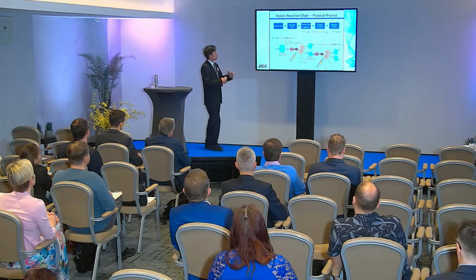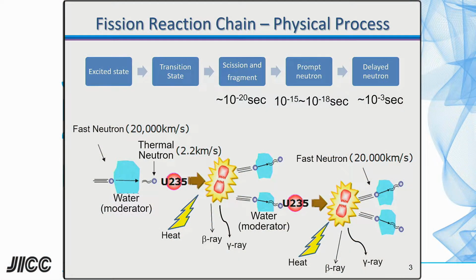Yes, this is the basis of the fission reaction chain. This is a physical process. You see the reaction time range is 10 to the minus 20 power seconds, right? A very, very short process. A fast process. So first of all, uranium-235, when a neutron is captured, becomes an excited state, then a transition state, then fission and fragments. This is nuclear fission, right? It will happen in a very, very short period. And after that, prompt neutrons will be generated. This is at this time scale.